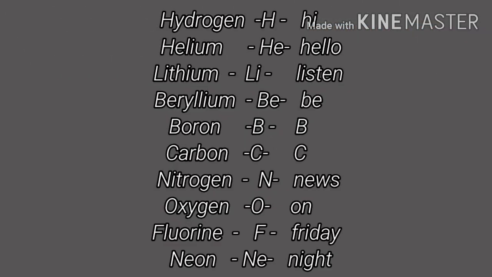Now this is a trick to learn the arrangement of the first 10 elements in the periodic table according to their arrangement. Here hydrogen's symbol is H, and we take it as hi. Helium is He, that we take as hello. Li, listen, Be, and boron B, carbon is C, nitrogen is N, oxygen O, fluorine is F, and neon. So we can learn it like that: Hi, hello, listen BBC News on Friday night.